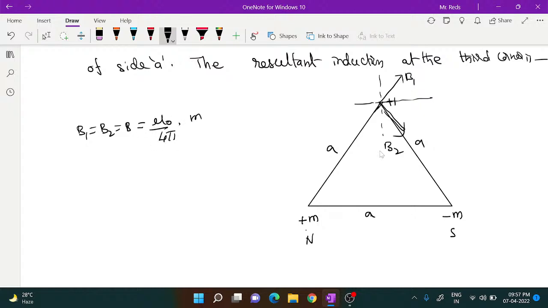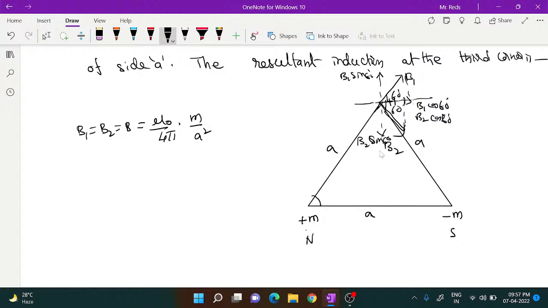b is equal to mu naught by 4 pi into m by a square. The magnitudes of b1 and b2 are the same, and by symmetry the angle made by this with the horizontal is also the same. This is 60, so this will be 60. So this is b1, this will be b1 cos 60, and this will be b1 sin 60. Similarly this is b2, then this will be b2 cos 60, and along this b2 sin 60.